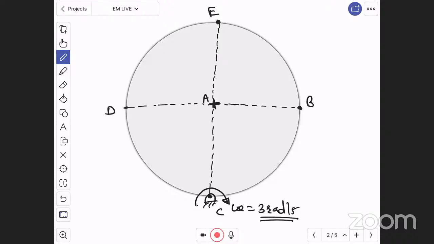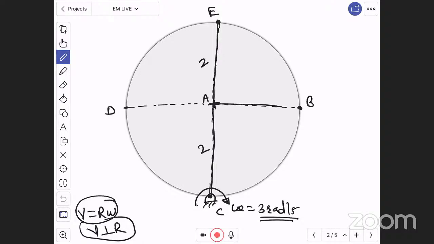Now for circular motion, velocity is equal to r omega, and the velocity is perpendicular to the radius, that we already know. Now let us find the radius of the wheel. The distance A to C is 2 meter. A to E is again 2 meter, A to B is 2 meter and A to D is 2 meter. These are the distances that we know.